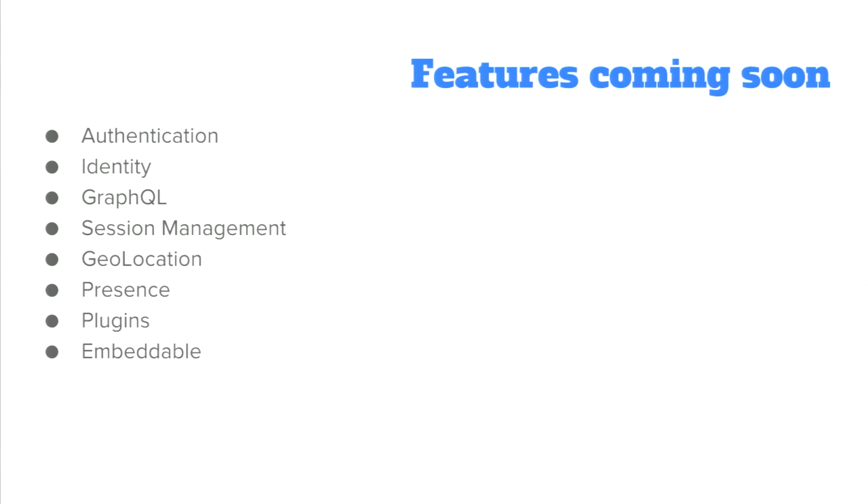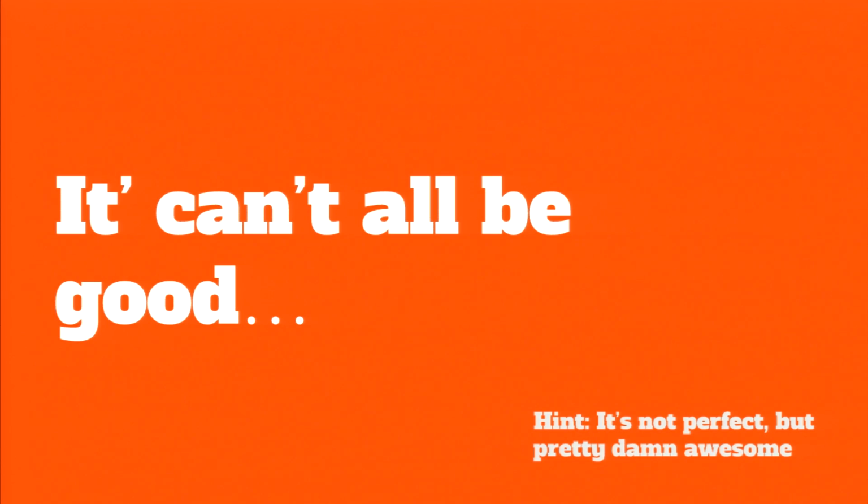Features that are coming soon, or if they're already out, things like authentication, identity, GraphQL, which will be really cool because that'll allow you to just query things that you need without doing the whole change feed or find kind of thing. Geolocation, presences, plugins, and as I said, embeddable, so you can put Horizon into your existing Node app and take advantage of all of it without having its own microservice somewhere else. All of that and probably a lot more as the community chimes in to see what they want and go from there. It can't all be perfect because nothing ever is, but it's actually pretty good.